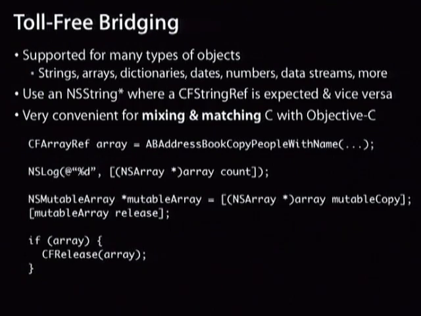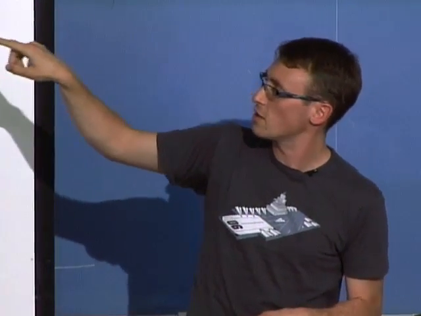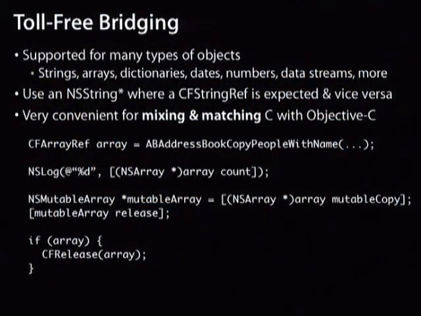It's very practical. Yeah, I'm confused. So the toll-free bridging is the fact that if you see in the code, sorry, we're not quite sure what's going on and what is the toll-free bridging. So the toll-free bridging is the fact that you can get a CFArrayRef in the first line of code. And the second line, you're actually calling an Objective-C method on that CFArrayRef. You're casting that CFArrayRef to an NSArray star and using it as if it was an Objective-C object instance. Does that make sense?